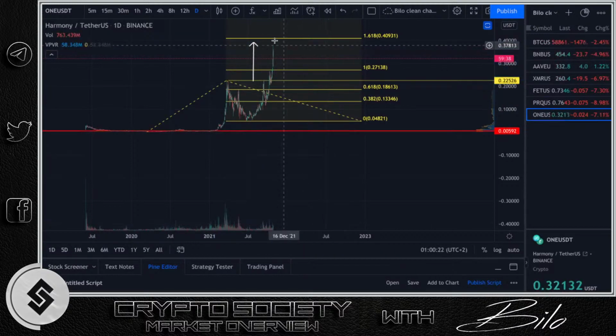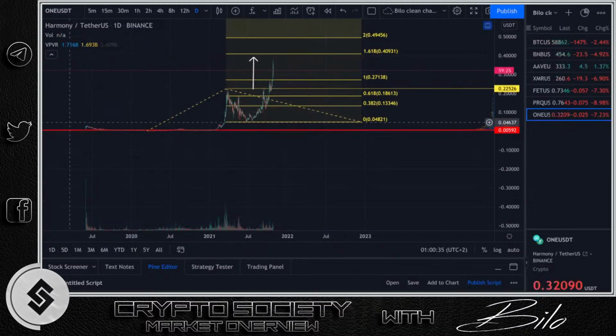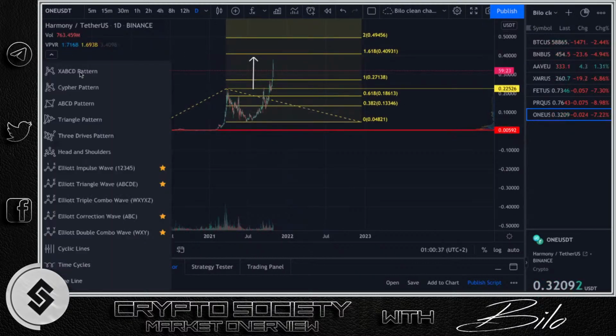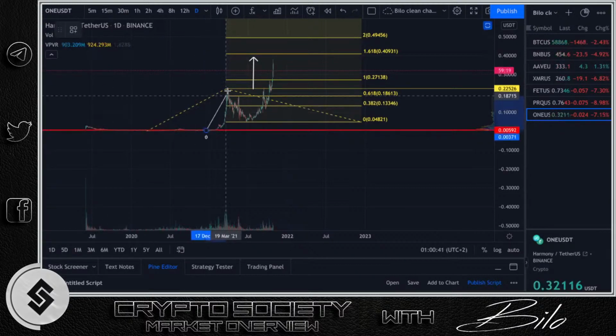Anyway, it's not done. This is gonna go up a bit more. It'll have a little retracement because this was a long retracement. This is wave 4, it's gonna be very sharp. So the way I see it, it's gonna look something like this.